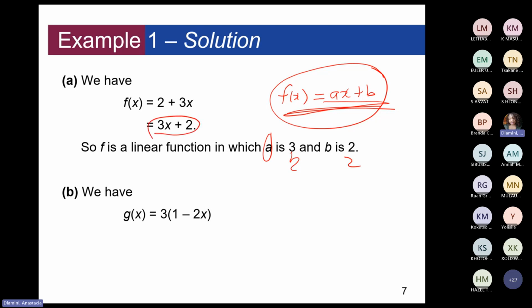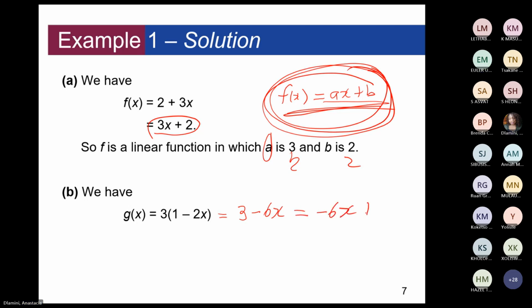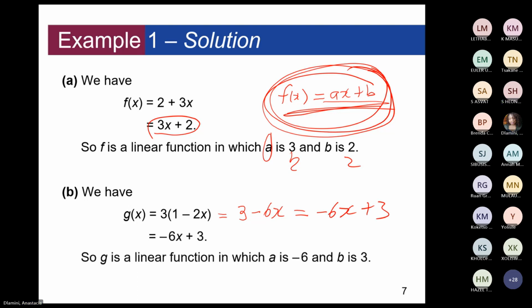Now, they are also asking, is this a linear function? B, is it a linear function? Yes, good. So now since it's a linear function, let's write it according to f(x) = ax + b. So how do we do that? Meaning we need to simplify. So this becomes 3 minus 6x, right? So to write it like this will be -6x + 3. There we go. So g is a linear function in which a is -6 and b is 3.